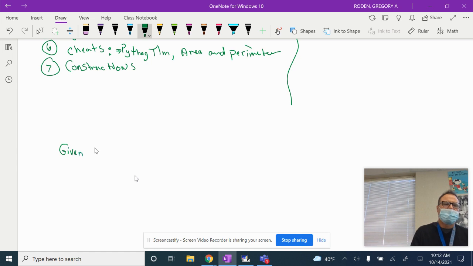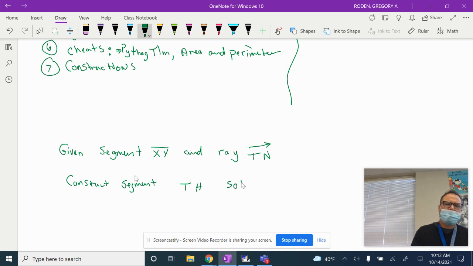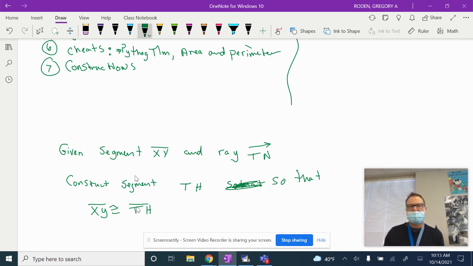Given segment XY and ray TN, construct segment TH so that XY is congruent to TH. You see what I'm saying? So go ahead and get your tools out and do it.